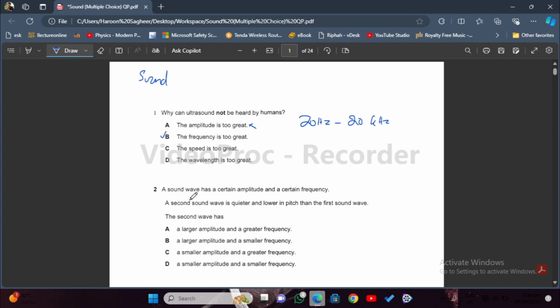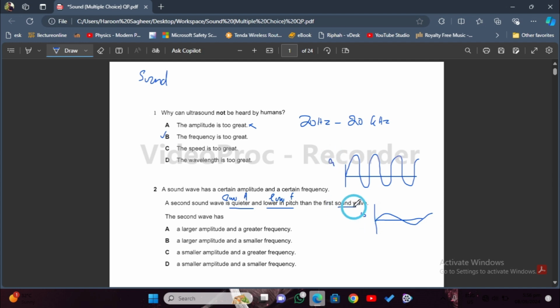Right, question number 2. A sound wave has a certain amplitude and a certain frequency. A second sound wave is quieter. Now when we say the word quieter, that would mean low amplitude. And lower in pitch, that would mean low frequency. So if I try to recreate this scenario here, this is our wave number 1 with higher amplitude. You can see the amplitude is very high and frequency is very high too. But for the second wave, we have lower amplitude and lower frequency. So this is wave A, this is wave B.